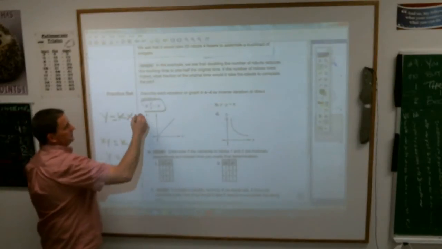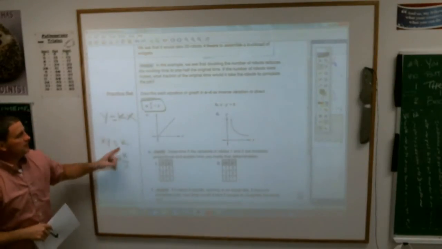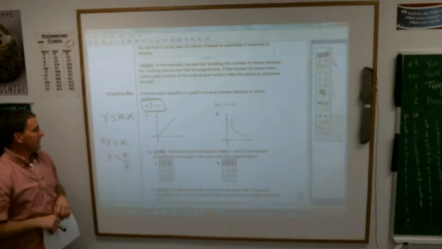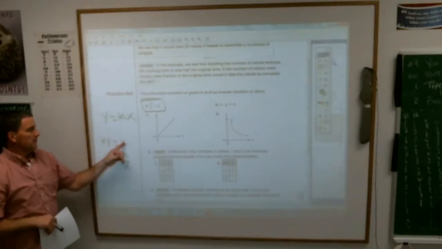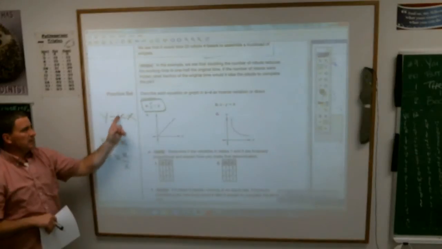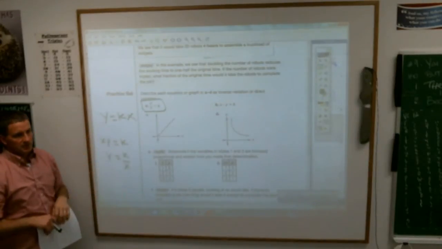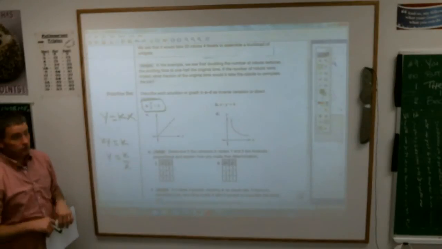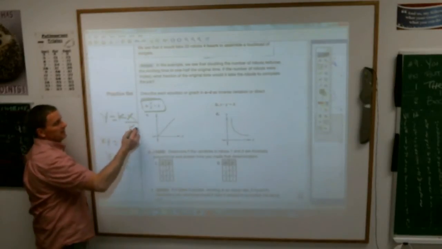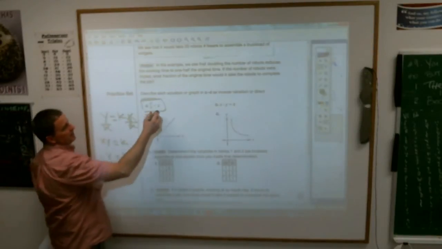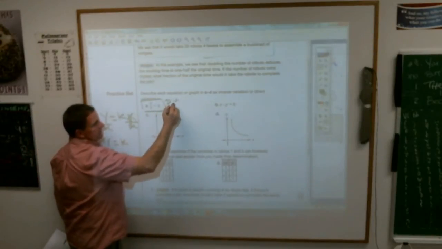This equation, can you change either of these to look like that? K equals y divided by x. Can I get this one to look like this? Yes or no? Sure. If I divide out the x on both sides, look what I have. K equals y divided by x. This is direct variation.